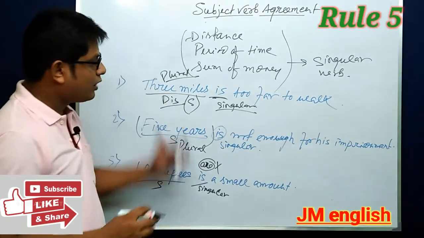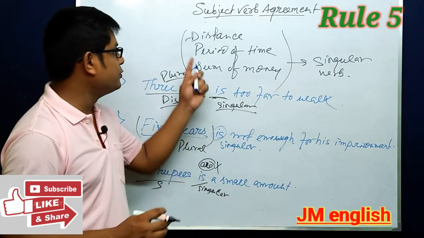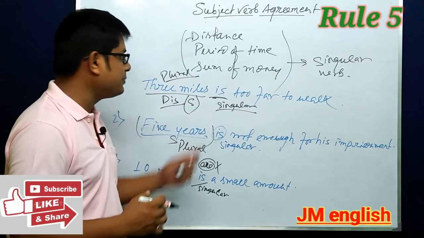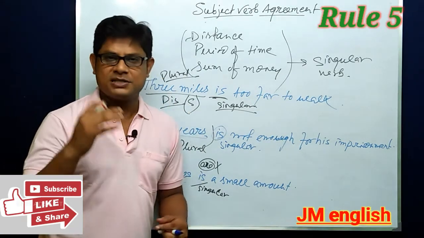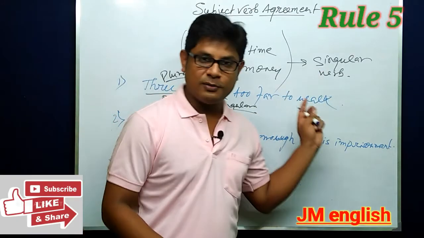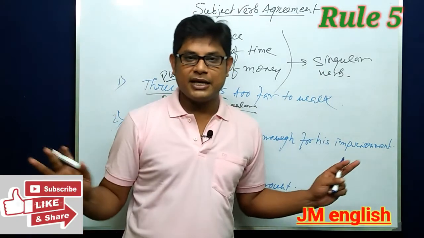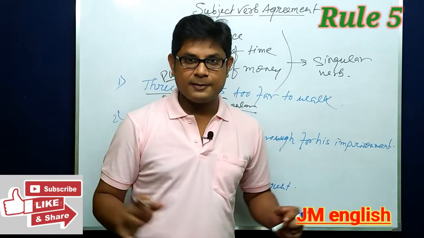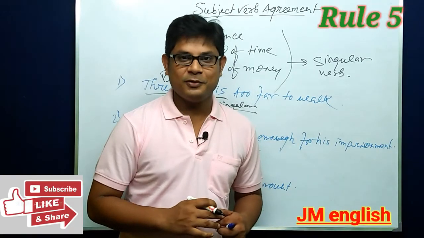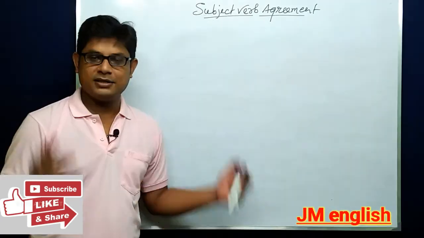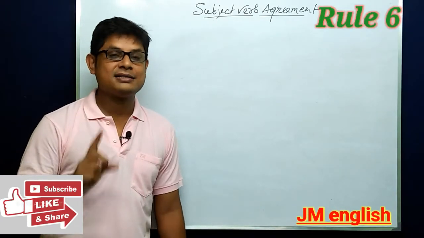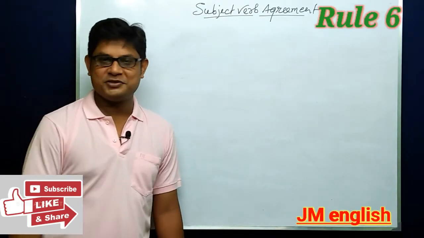Clear? So this is all about rule number 5, that if you use any distance or period of time or sum of money as a subject, then this subject must be followed by a singular verb. Though it sounds singular or plural, doesn't matter, you have to use a singular verb. Okay, so let's see the last one, rule number 6. Now rule number 6, the last rule of all these golden rules.